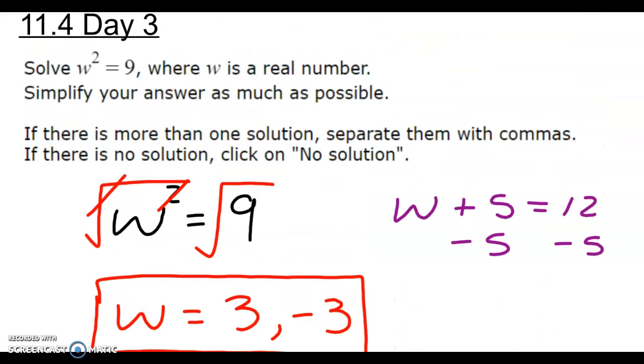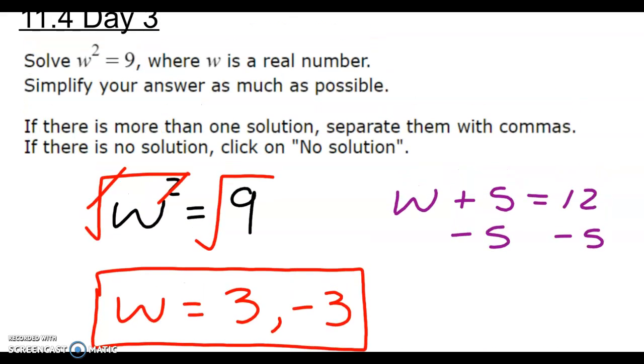Okay? So what I want to touch on here before we move to the other slide is this situation, saying w is a real number, and if there is no solution, click on no solution. What that's referencing is there is no way with real numbers for something like this to happen. There's no way that you can square a number and end up with a negative answer, right?